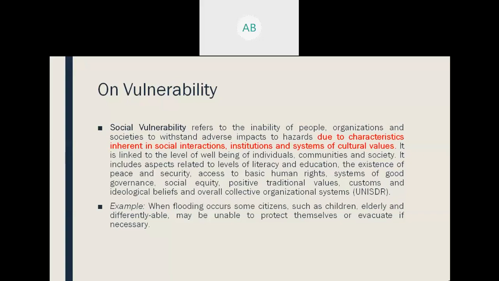Okay, so how can cultural norms or values contribute to vulnerability? Can you just give us an example, or do you have something in your mind that you can open up? How can societal norms contribute to vulnerability in your terms?